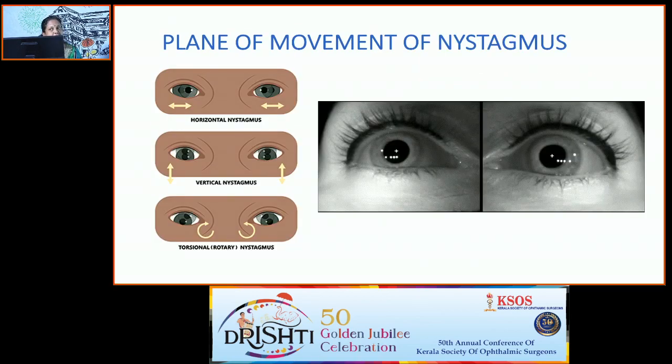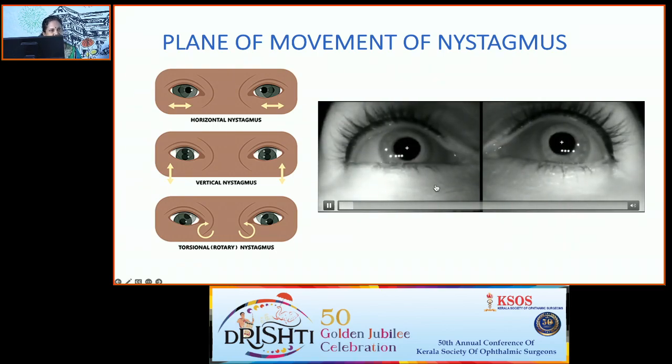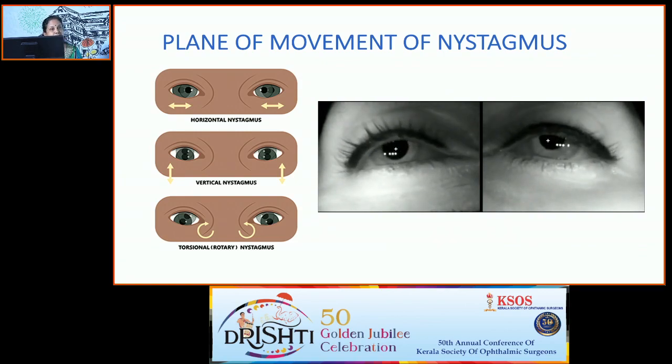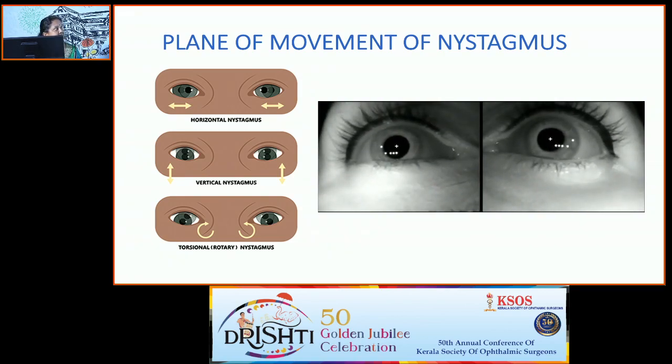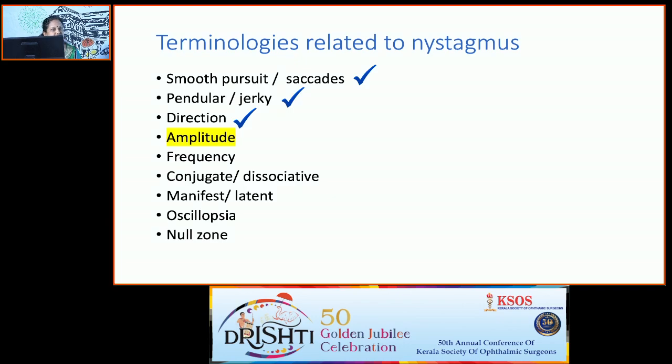Now, the plane of movement of nystagmus. The eyes can move in different planes, either in the horizontal plane that we call horizontal nystagmus, or it can be in the vertical direction, that is vertical nystagmus, or it can be rotatory or torsional. You see that video, you can see the rotational movement of the eye. So that is a torsional nystagmus. You need all these terms to describe the nystagmus. The PGs, you should describe the nystagmus based on these terms.